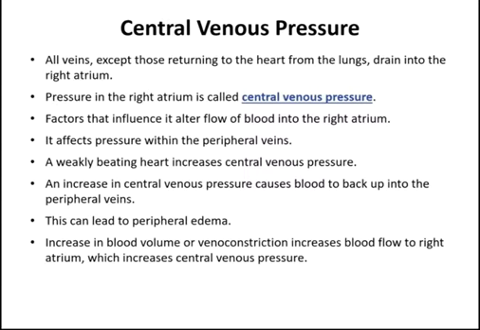Increased blood volume or vasoconstriction increases blood flow to the right atrium, right, which increases your central venous pressure. So if we increase blood volume or vasoconstriction, we're going to jack up the central venous pressure.